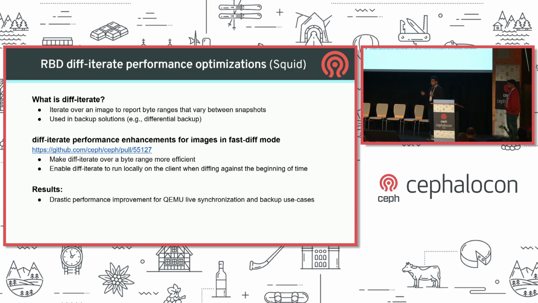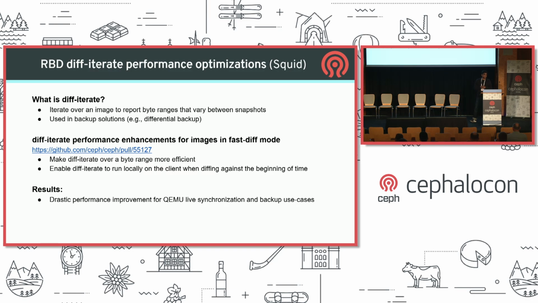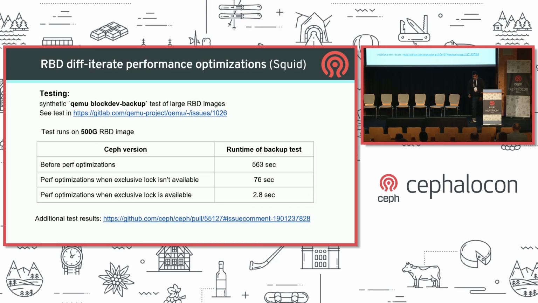So to make it more performant when you specify a specific byte range in the API. And also we made changes so that it runs locally in a client when it has the exclusive lock, and when you're creating a diff against the beginning of time or since the image was created. With these performance enhancements, the QEMU live synchronization and block device backup use cases showed significant improvement in performance.